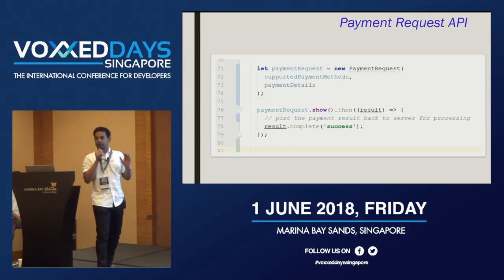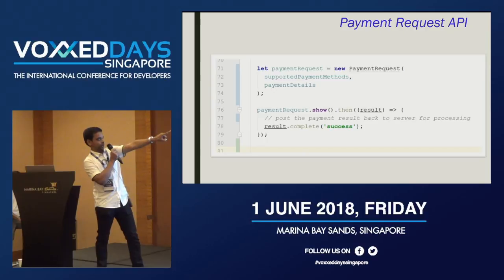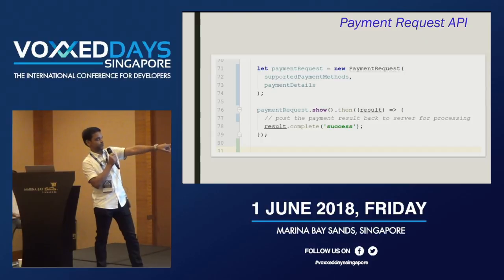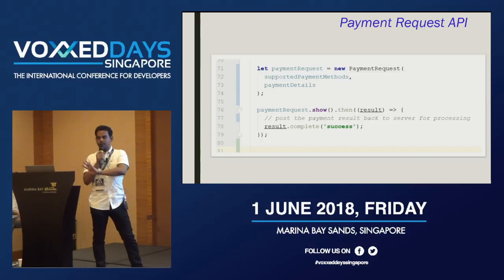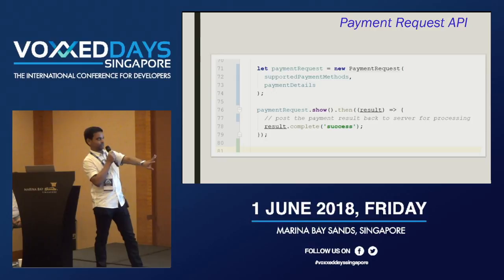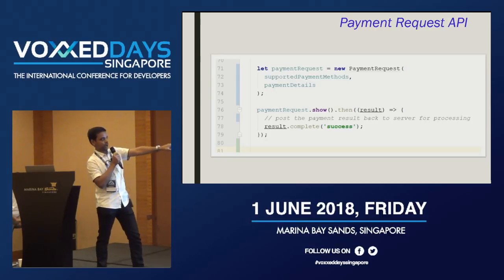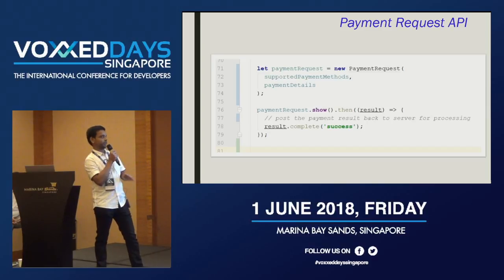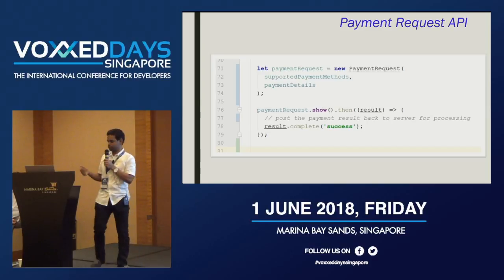Okay? Very simple. Create a new payment request, and you provide the supported payment methods and the actual payment details. That's it. Payment request is shown and Chrome, or the browser, does all the validation. And if it is successful, you will get the results. You have to do the actual processing of the payment. You have to send this to your server and do all the payment processing. Once it is done, you then call complete. That completes the payment flow.